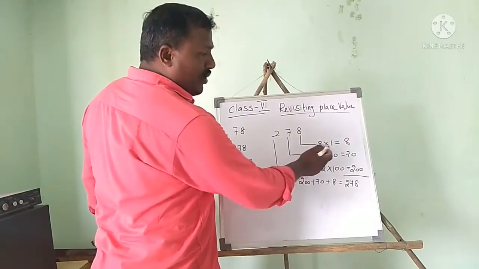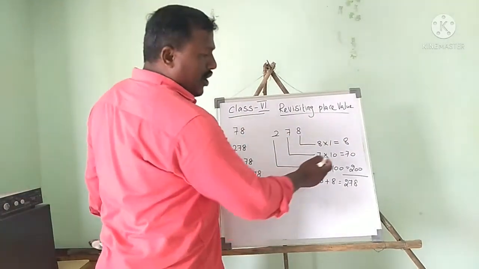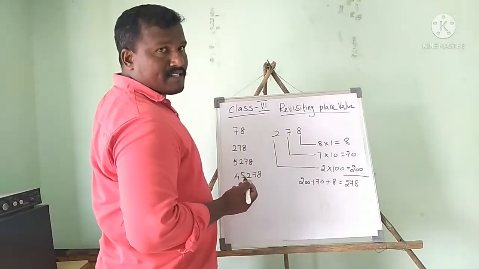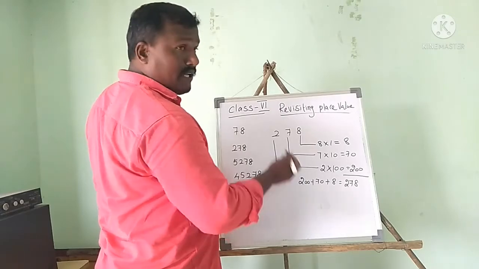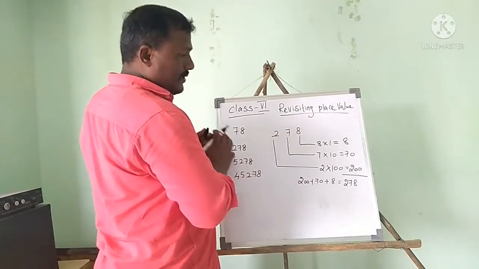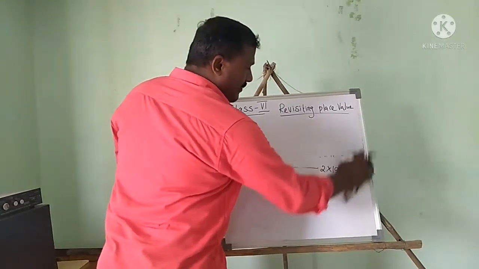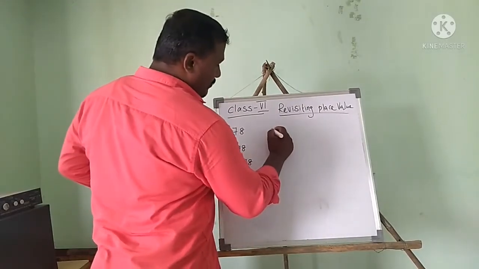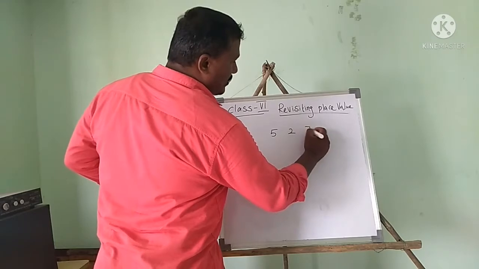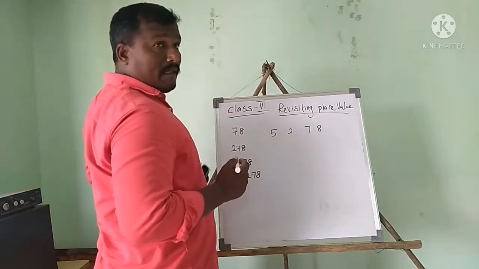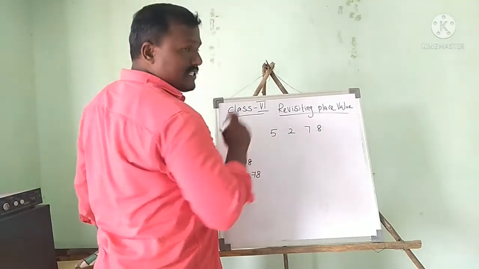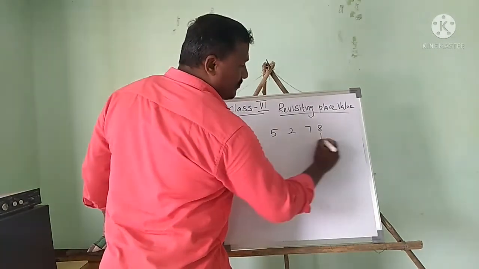So how many ones are there? 8 ones. How many tens are there? 7 tens. How many hundreds are there? 2 hundreds. So you can find the place value like this. Okay. The next one, I will take a 4-digit number. So I will give some space, 5, 2, 7, 8. So whenever you want to find the place value, you write like this, give some space. Now put these lines.